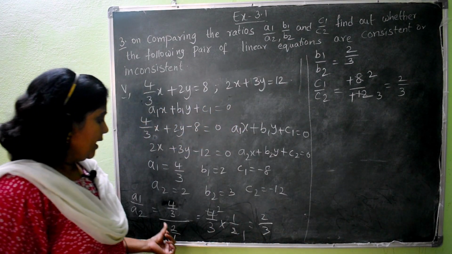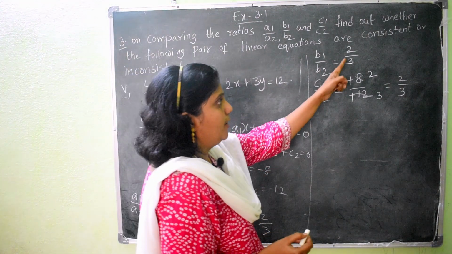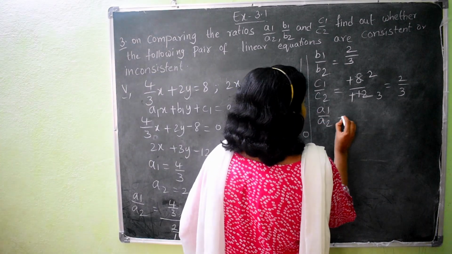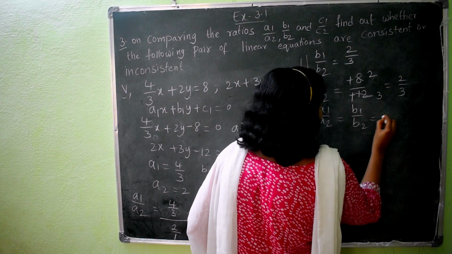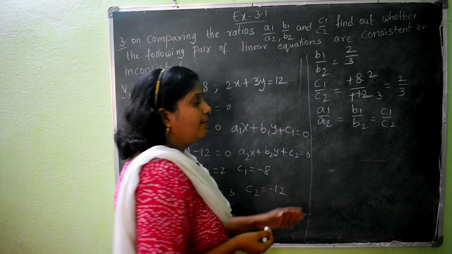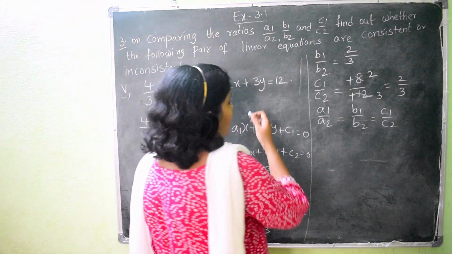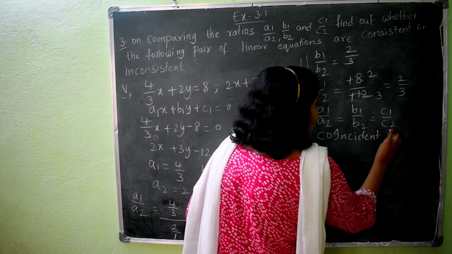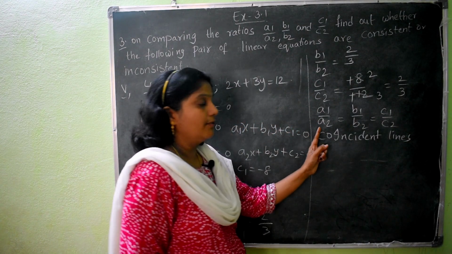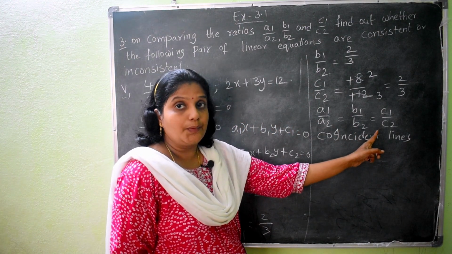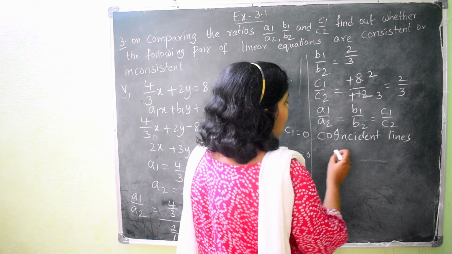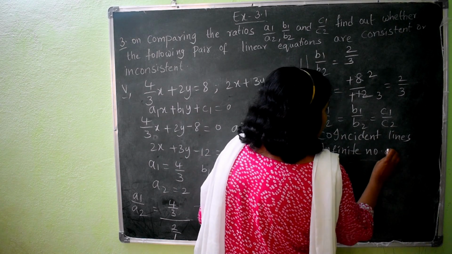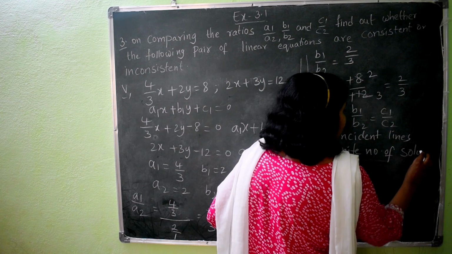So what we got here? a1 by a2 is 2 by 3, b1 by b2 is 2 by 3, and c1 by c2 is also 2 by 3. So everything is same: a1 by a2 equal to b1 by b2 equal to c1 by c2. What is the condition for this? The pair of linear equations are coincident lines. For coincident lines, the condition is a1 by a2 equal to b1 by b2 equal to c1 by c2. Now for coincident lines, how many solutions will exist? Infinite number of solutions will exist.